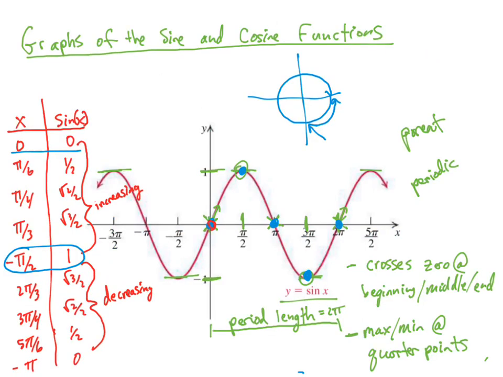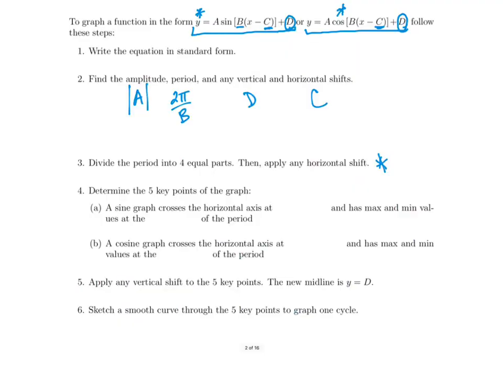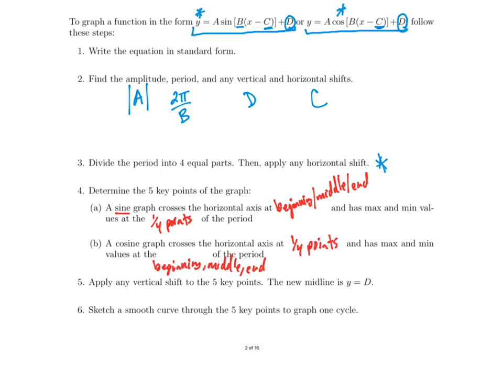Similarly for the sine graph, these 5 points are the 5 key points we want to identify. So we want to see wherever the max and mins are and wherever it crosses the x-axis. So first, a sine graph crosses the horizontal axis at the beginning, middle, and end, and has max and min values at the quarter points of the period. And then cosine is the opposite, where it crosses the horizontal axis at the quarter points and has max and min values at the beginning, middle, and end.